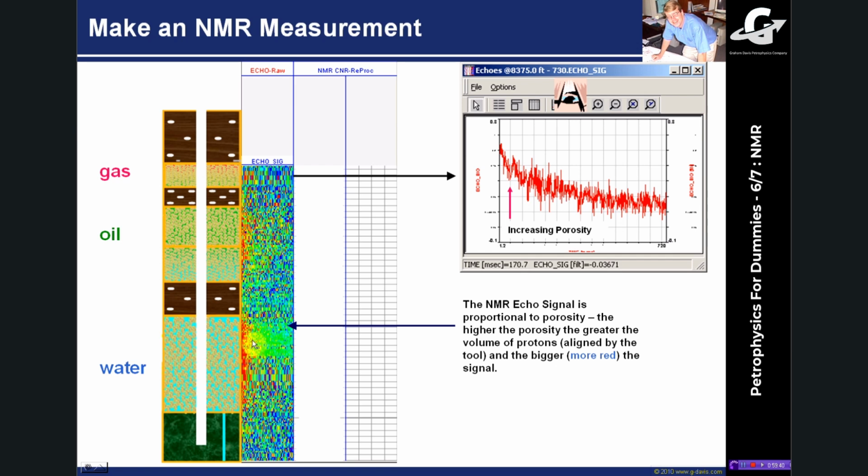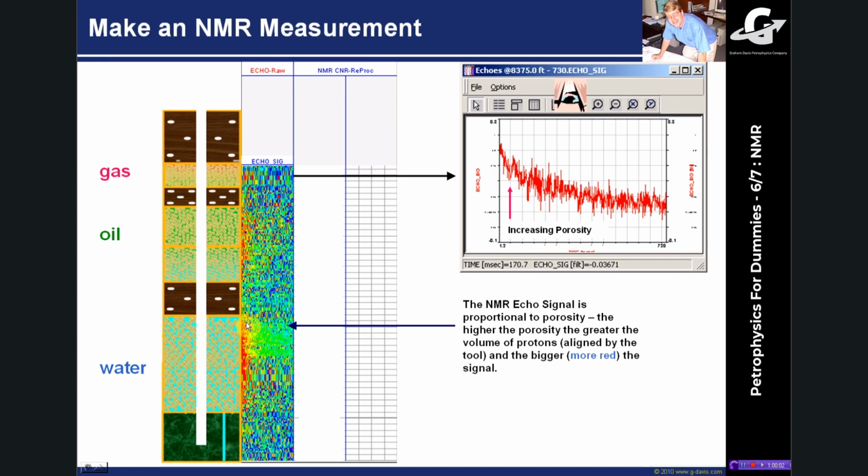So the higher the porosity, in this case you'll see I've put in some nice big pore spaces down here in this lower sandstone interval, and you can see that we've got a little bit better red signal compared to this upper interval. So that is, if you like, the big porosity. That's everything all singing together, giving us a nice signal.